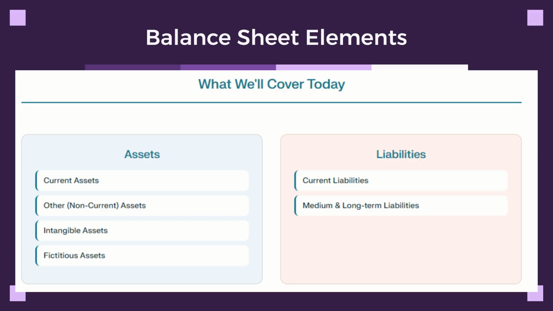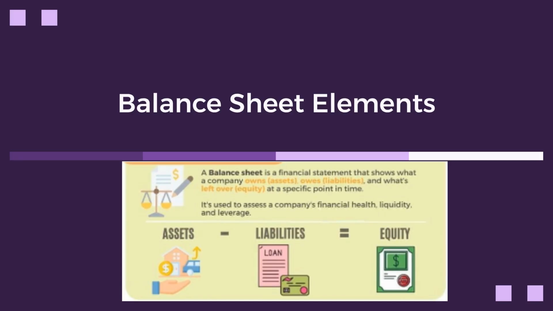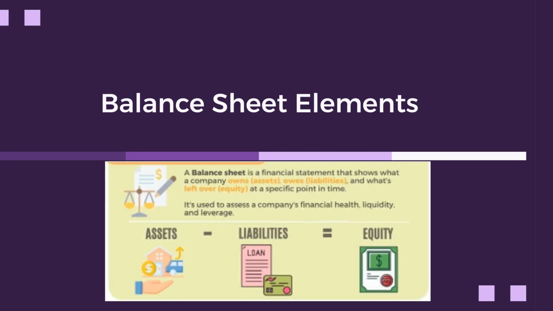Today we will learn about different elements of balance sheet. The balance sheet is a snapshot of a company's financial health at a specific point in time. It's built on the fundamental accounting equation: assets equals liabilities plus equity. Understanding each element is key to mastering financial analysis.